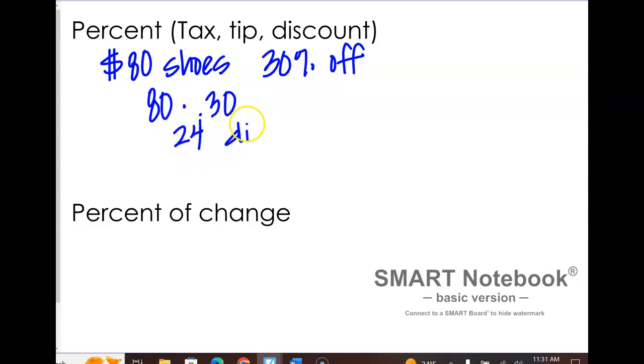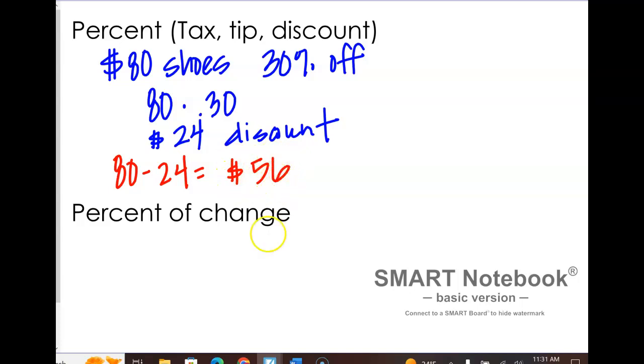So that means the shoes are on sale for $24 off. That does not mean the shoes are $24. It just means you're going to save $24. So to find the price of the shoes, you would take 80 and subtract the $24 discount to get a final price of $56 for the shoes.